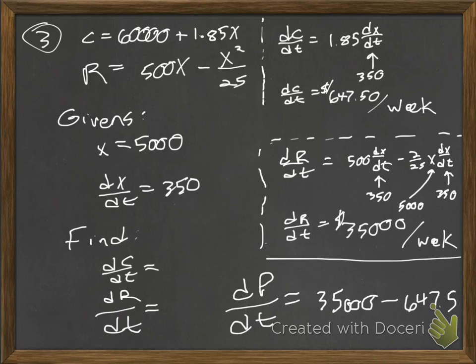Well, the last question is, what's the profit? Well, just like revenue minus cost is profit, the rate of change of revenue minus the rate of change of cost, dR/dt minus dC/dt, would be the rate of change of profit, dP/dt. So the cool thing is the formula for revenue minus cost is profit is the same for the rates of change. Rate of change of revenue minus rate of change of cost is the rate of change of profit. So we can just subtract the two calculations you already had and get a grand total profit changed of $34,352.50 per week.